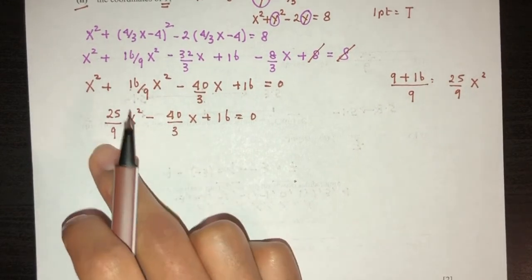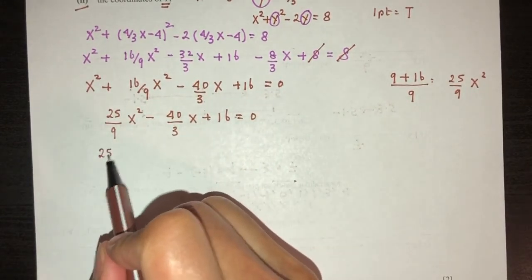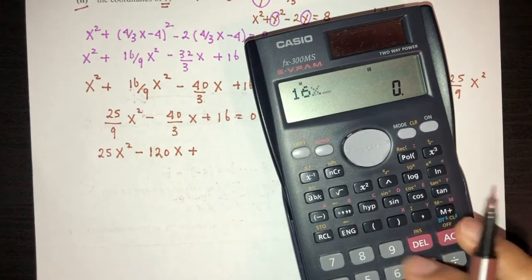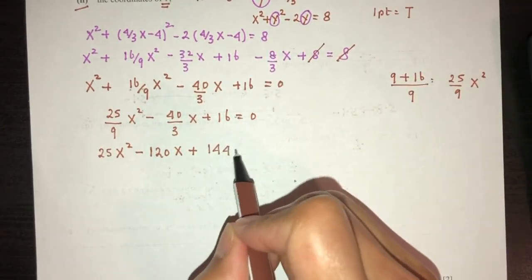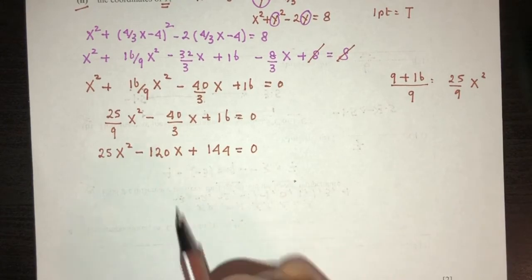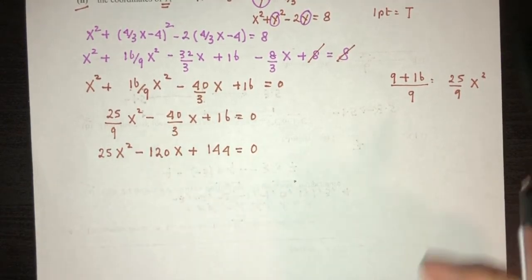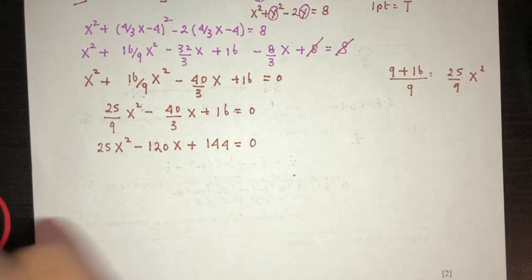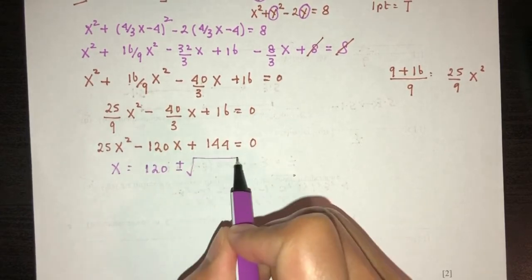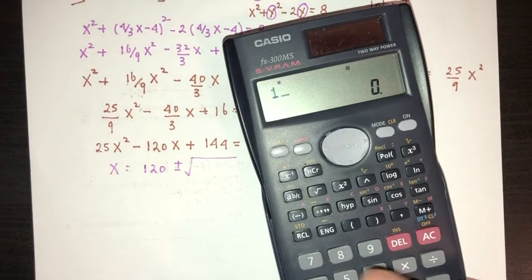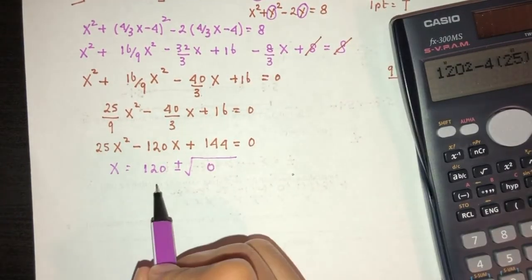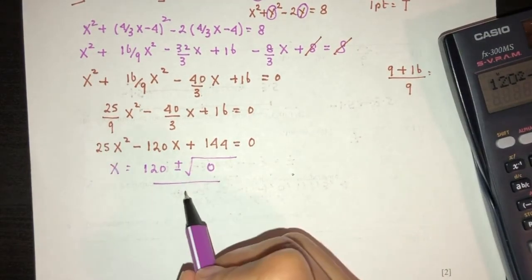Now if you want to eliminate the 9, you have to multiply by 9 everywhere. You will have 25x squared minus 120x plus, so what is 16 times 9? That should be 144, equal to 0. Now as you can see, this is a quadratic equation. We can solve this by using brackets, or if you want to, because it seems to be kind of hard, let's do this by using the formula. So formula wise, I can do x is equal to minus b plus minus root of b squared, which is 120 squared, minus 4 times a times c. That should be 0. Divided by 2a, that is 50.